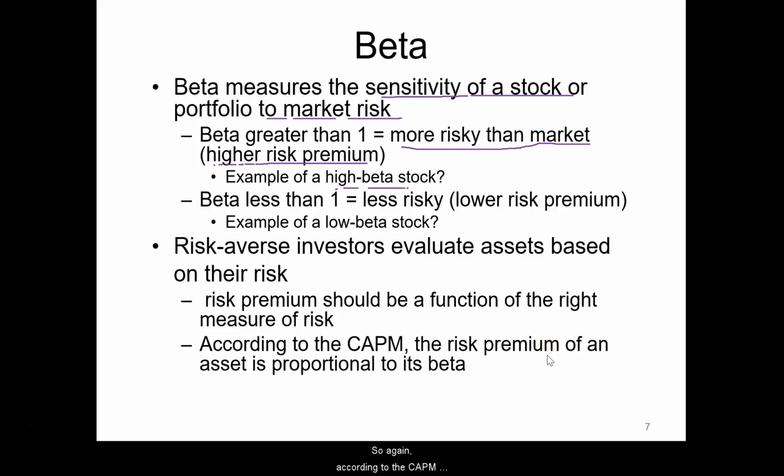So again, according to the CAPM model, the risk premium of a stock should be a function of the risk of the stock. According to the CAPM model, the risk premium of a stock is proportional to its beta, or say it's actually the product of beta multiplied by the market risk premium. So the higher the beta of the stock, the higher the risk premium for that stock, and then the higher the required rate of return for that stock.